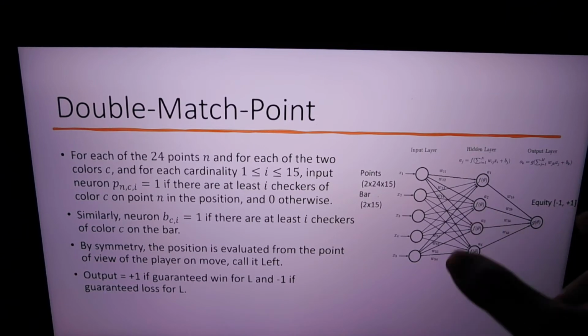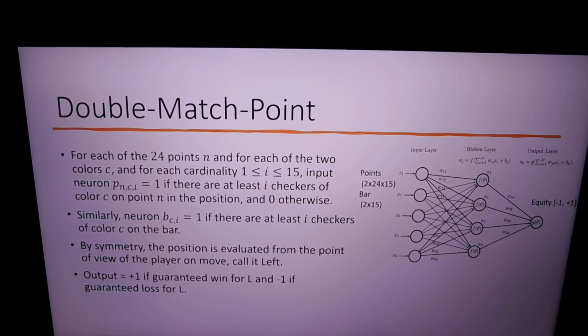Think of this as a giant math function that takes your board and tries to compute the probability of you winning. Similarly for the bar, for the two players, how many checkers do they have on the bar? It could be anywhere from 0 to 15. And double match points are symmetric. You can evaluate every position from the point of view of the player on move. There's no preferred side; nobody's winning in a double match point. And our output ranges from -1 to +1. -1 means that we're guaranteed to lose, +1 if we're guaranteed to win. In between is basically where all the interesting backgammon positions fall.